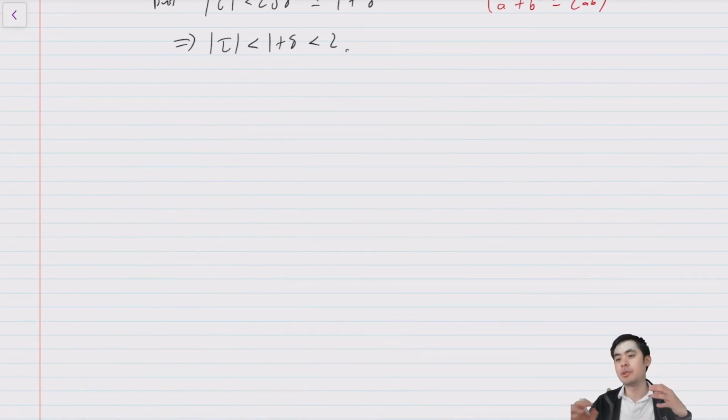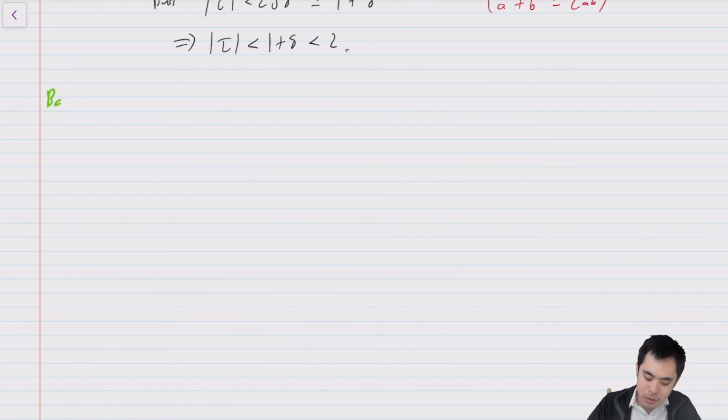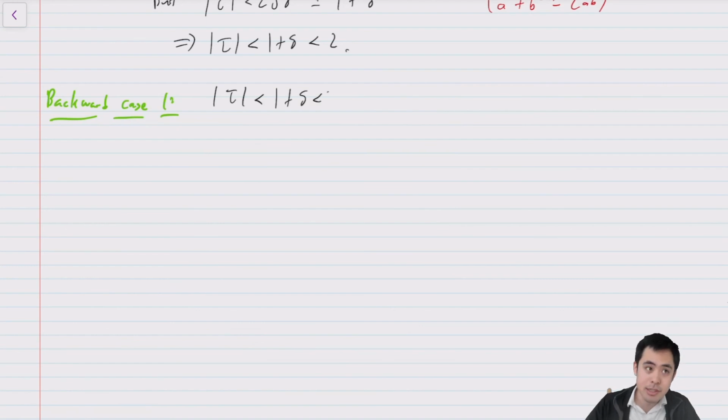And we now have two different backwards cases. So that was starting from the assumption that our eigenvalues had magnitude less than 1. What if we have the other condition? What if we already have the Jury condition on trace and determinant, and we want to say something about the eigenvalues? So let's do backward case 1. In backward case 1, you know that |τ| is less than 1 + δ is less than 2. And suppose that we're in the real case, so we have τ² is greater than or equal to 4δ.